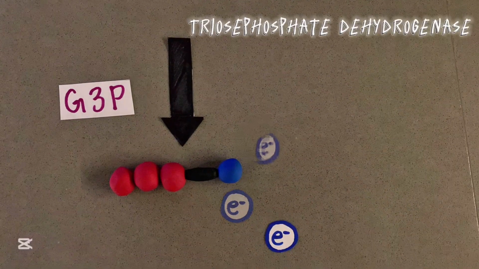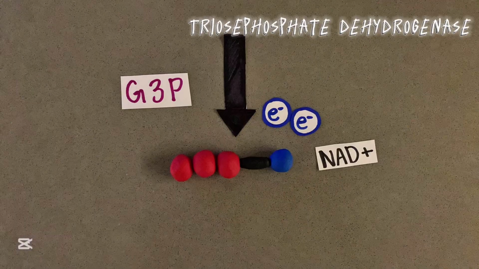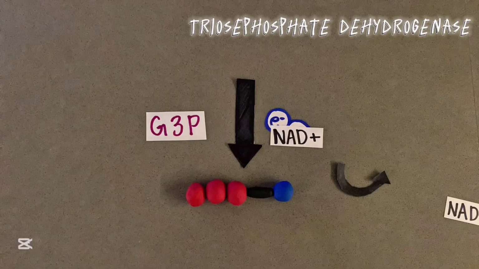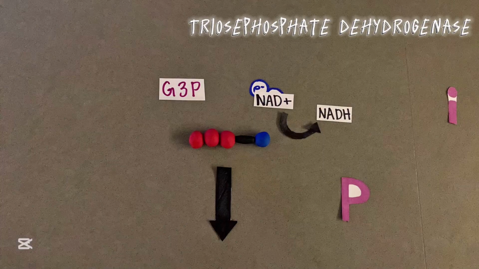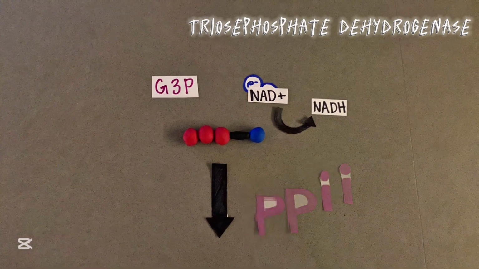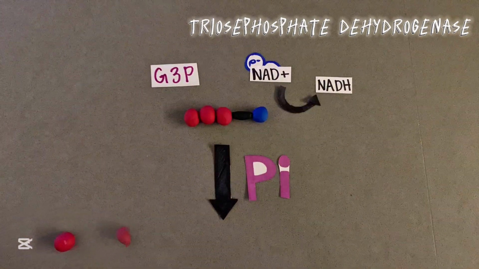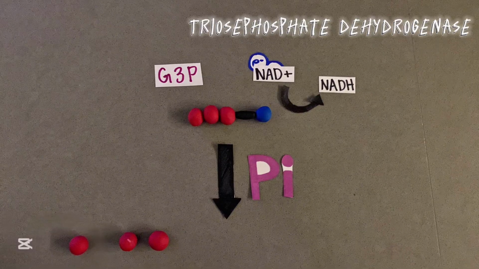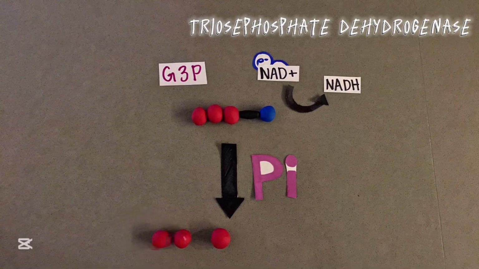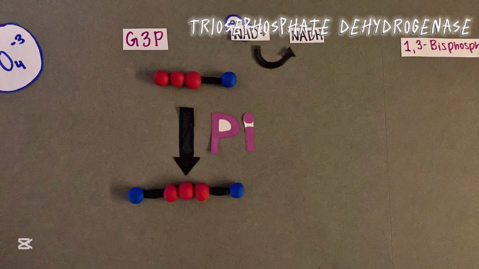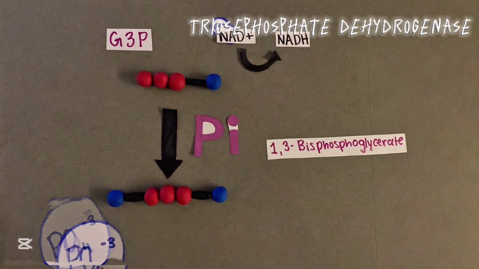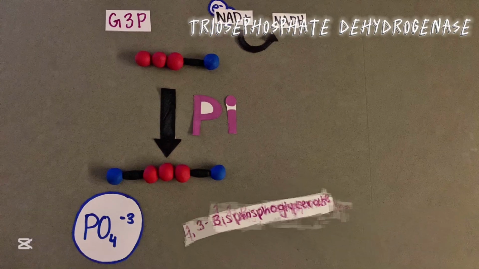We now enter the energy payoff phase. The G3P then gets converted to 1,3-bisphosphoglycerate, catalyzed by the enzyme triose phosphate dehydrogenase. 2 things happen here. First, the aldehyde group of G3P is oxidized, releasing electrons. NAD+ takes these electrons, reducing to NADH. Next, phosphorylation, when an inorganic phosphate gets added to the reaction, resulting in a phosphate on the first carbon.